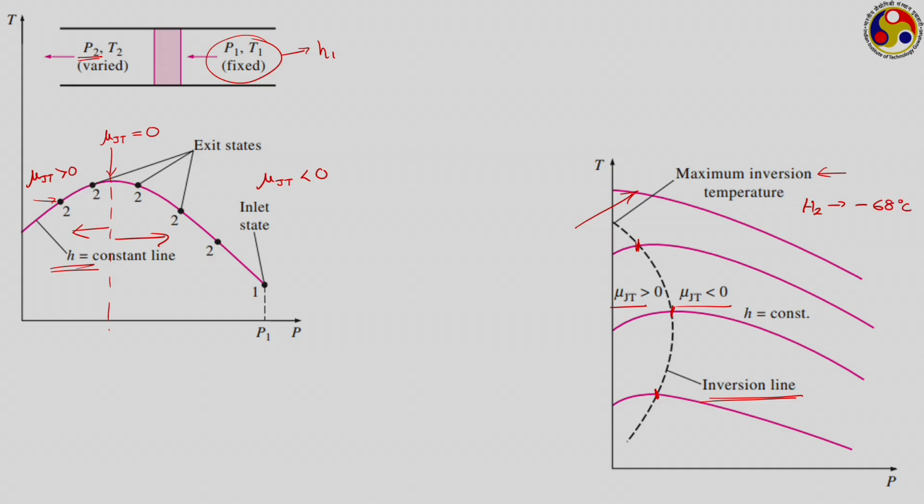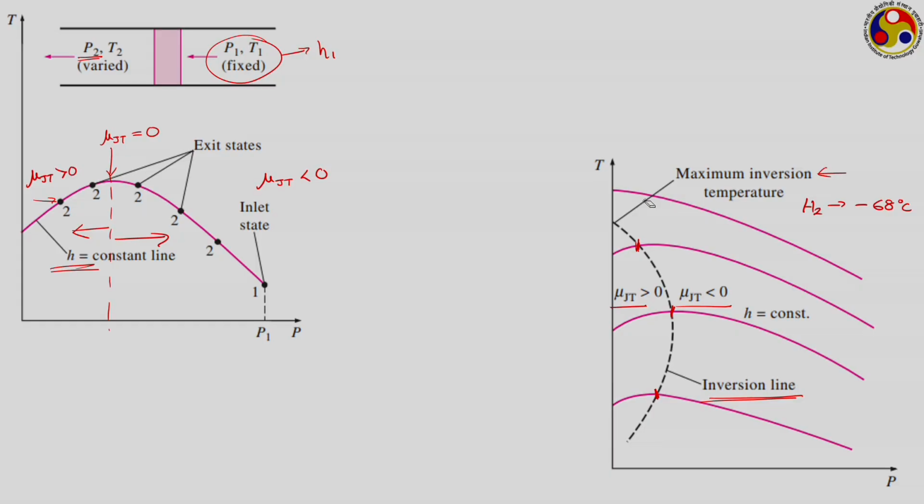That means, if we want to apply hydrogen for some kind of cooling process or refrigeration process, then first you have to reduce the temperature lower than this minus 68 degrees Celsius, and then only you can use hydrogen as a refrigerant. But if we are operating at the normal ambient condition, then as this temperature is higher than the maximum inversion temperature, the Joule-Thomson coefficient for hydrogen will always be negative for any pressure level, and hence it can only give you the heating effect, but no cooling effect.